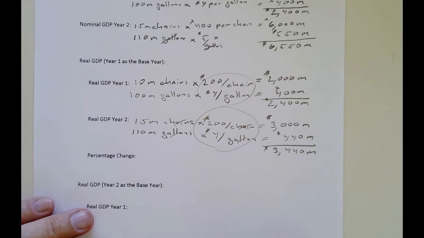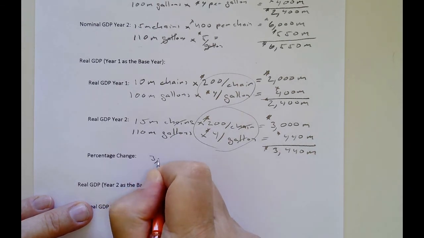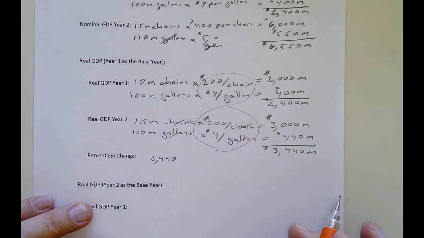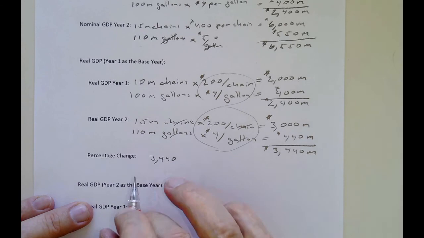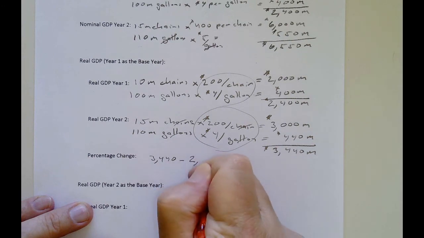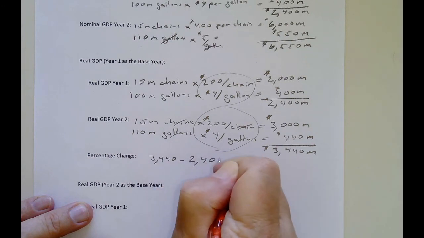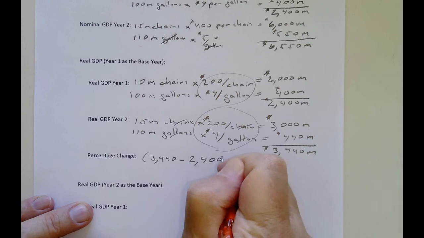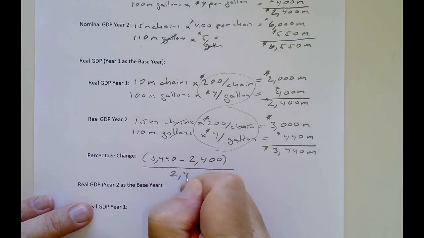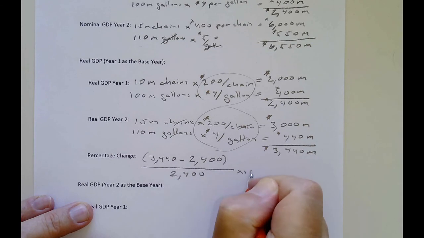And so the percent change is always calculated the same way. You take the GDP number in the year you're going toward, in this case year 2, and that would be 3,440 million. Because they're all in millions of units and they're all in dollars, we can leave those off because they're all going to cancel out. So we can just leave it as 3,440. We want to subtract the number for year 1, which is 2,400. Do that first, and then you divide that by your starting number, which is 2,400, and then times by 100 to get the percent.